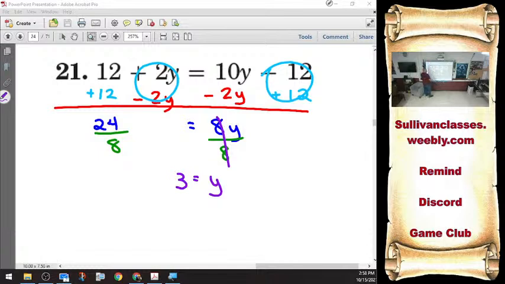And then go back and double check. If I shove a 3 in here, 2 by 3 is 6. 12 plus 6 is 18. Does that equal, shove a 3 in there, 30 minus 12? Yeah, it's 18. Cool, I'm right. So I'm betting we're okay when it's just integers like that.